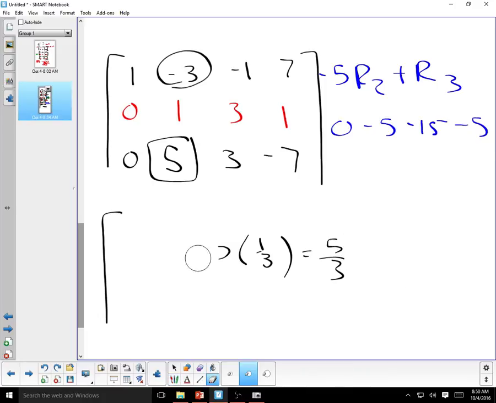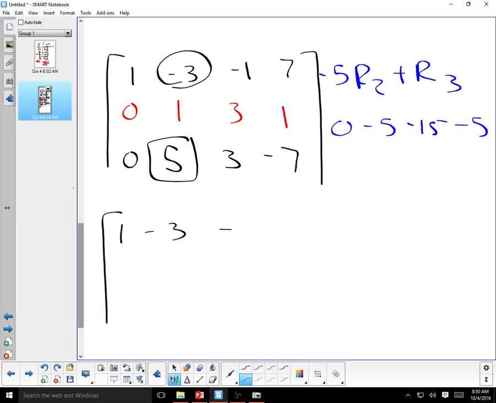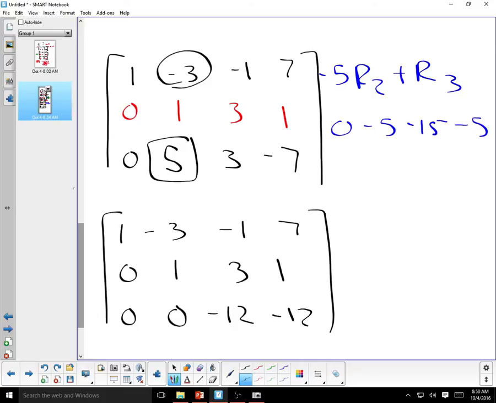Okay, so let's get back to here. Row 1 doesn't change. Row 2 doesn't change. Now the next one should change. So 0 plus 0 is 0. -5 plus 5 is 0. -15 plus 3 is -12. And then -12 again. All right, cool. So we're almost there. That's not bad.